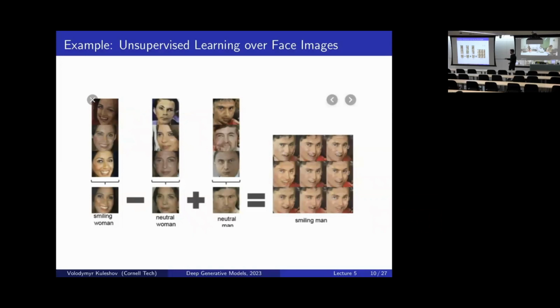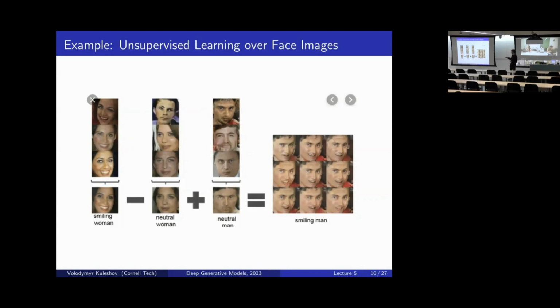So essentially, we took the concept of a woman, we removed the part of it that is a woman, we added the concept of a man, but the concept of smiling was preserved. So now we can generate images of a smiling man. And these kinds of manipulations can often be done in various types of latent variable models. Okay. And again, all of this is learned from data.